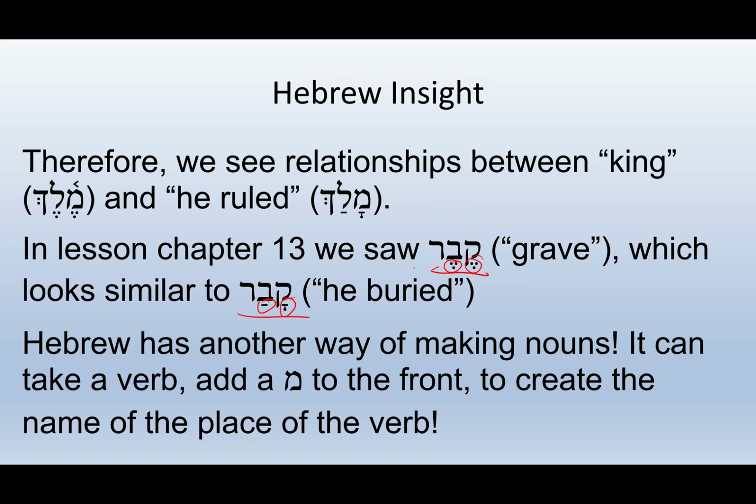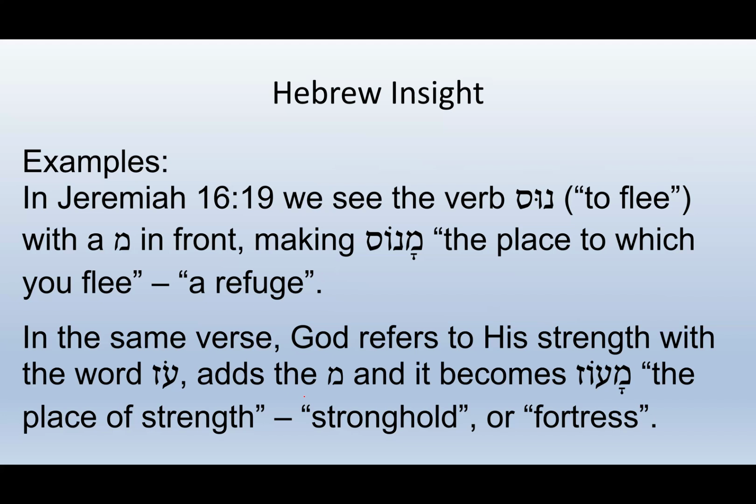But Hebrew has another way of making nouns. They can take a verb and put a mem on the front of it, and it turns it into the place of that verb. So here's some examples. In Jeremiah 16:19, we see the verb nus, which means to flee. And if you put a mem in front of it, it becomes manos. And manos is the place to which you flee. We normally would translate that as a refuge. So it becomes the place of fleeing. In that same verse, God refers to the word for strength. One of the words for strength is oz. And when you add the mem to it, it becomes ma'oz, the place of strength. That'll often be translated as a stronghold or a fortress.